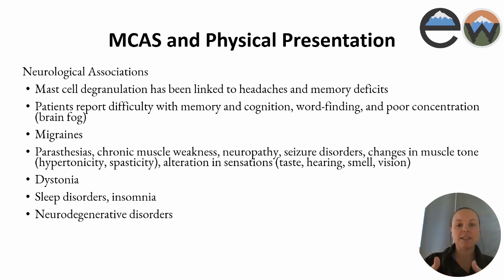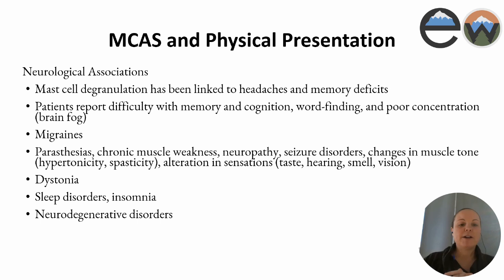Again, it's not happening in every single person, but for some people, working on the mast cell component can actually improve headaches and neurological symptoms. So memory, cognition, word finding, poor concentration, brain fog, things like that could be seen with that neuroinflammatory response, right? It makes sense. Your neural tissue becomes inflamed and irritated, and it becomes more difficult to process or use different parts of the brain.